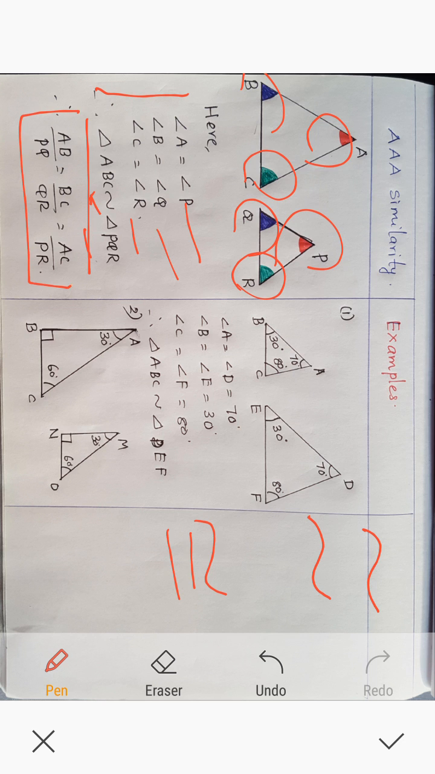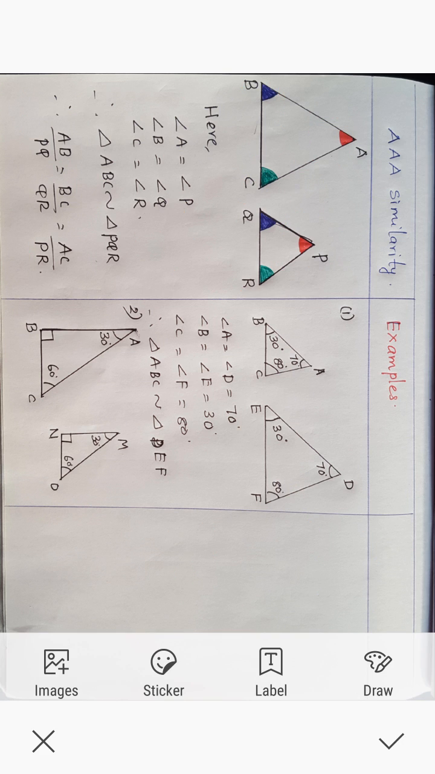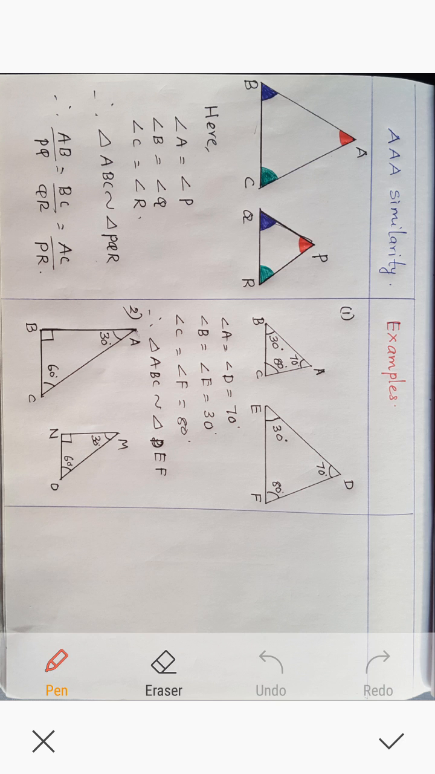If the triangles are similar, we can say the sides are in the same ratio. That's very important. In the case of congruent triangles, corresponding sides are equal. But in the case of similar triangles, corresponding sides are not equal. The ratio of the corresponding sides are equal.